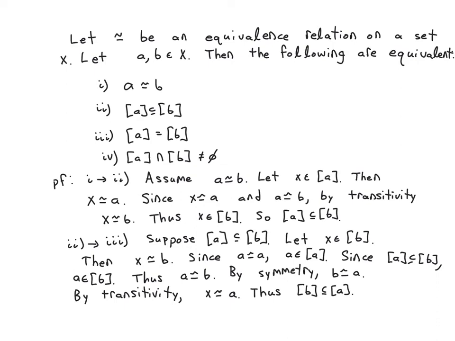And now we have X is equivalent to B, B is equivalent to A. Applying transitivity to those two facts, we can cancel out the B and say X is equivalent to A. And that's what we wanted to show. Now we know X is in the equivalence class of A. So we start with an element in the equivalence class of B. We showed it's in the equivalence class of A. Thus, the equivalence class of B is a subset of the equivalence class of A. And we've now shown that these two equivalence classes are actually equal.